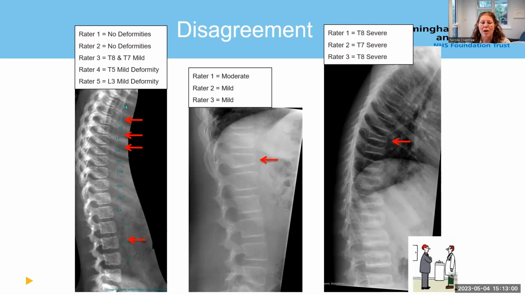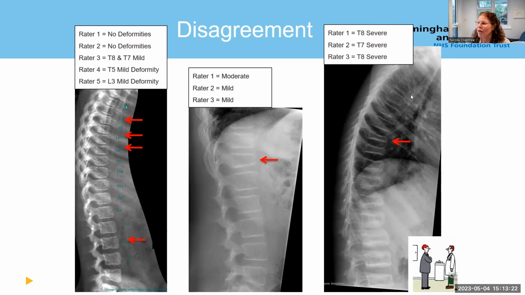Rater 4 saw a mild deformity in T5, and rater 5 a mild deformity in L3. And this is not uncommon when we're trying to look at mild deformities. When we look at moderate deformities, there's much greater agreement, but there might be less agreement on whether it's moderate or mild, and that's trying to work out how much deformation has actually occurred.